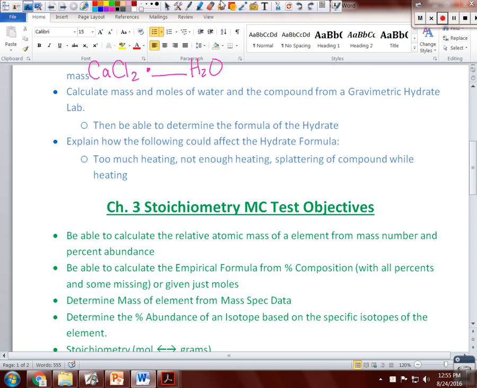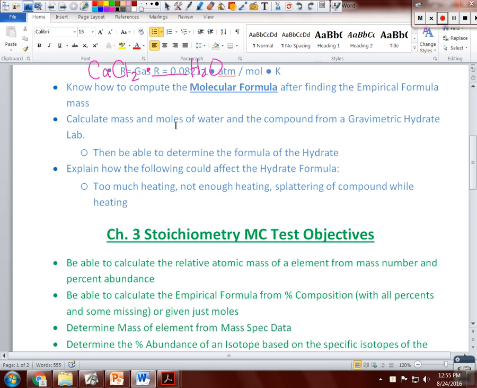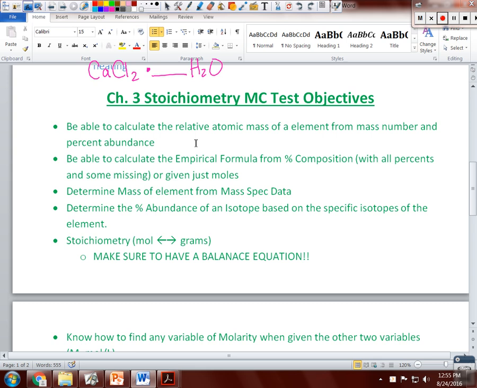Would cause. All right. So that's pretty much the free response. Do you want me to go ahead and start hitting the multiple choice? We got 5 minutes left. Okay. All right. Well, I'll do this. I do want to do this one. Be able to calculate the relative atomic mass of an element from a mass number and a percent abundance.